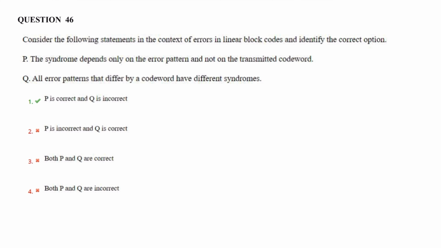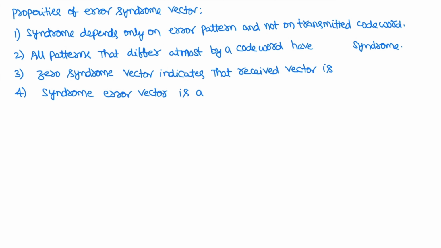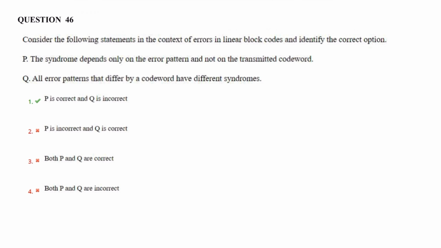Next question. Syndrome depends only on error pattern and not on the transmitted code word. So the statement is correct. Syndrome vector is a mathematical tool used in linear block codes to detect and correct errors in the received code words. A non-zero syndrome indicates the presence of errors, and syndrome is a function of the error vector, not of the transmitted code word.